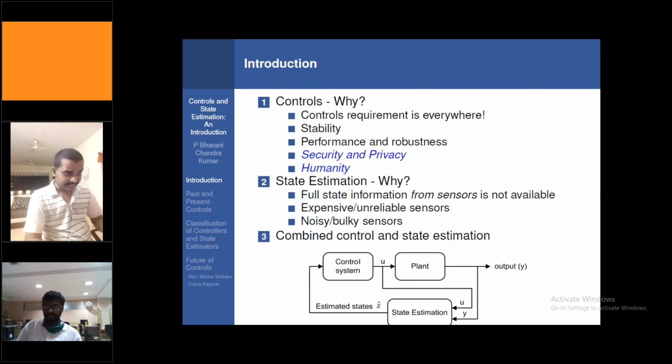To make things clearer, you can see this block diagram. So what is happening there? This is the plant. This is the control system. I assume that my control system needs all the state information. I will explain this with a simple case of a brushless DC motor in the coming slide. However, a limited number of outputs is going to my state estimator. Along with the control, I'm trying to estimate the complete states.